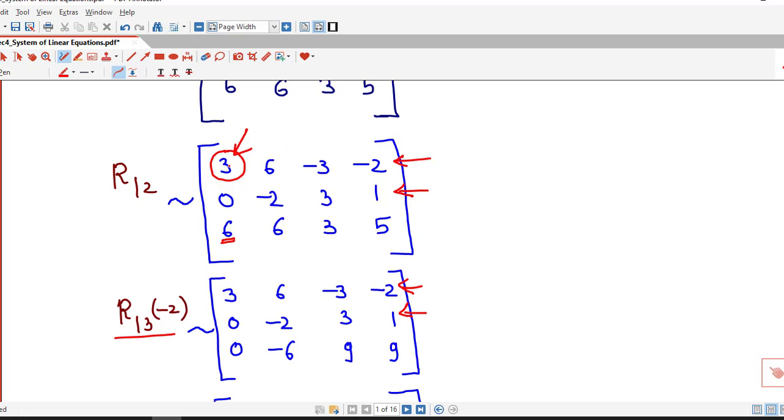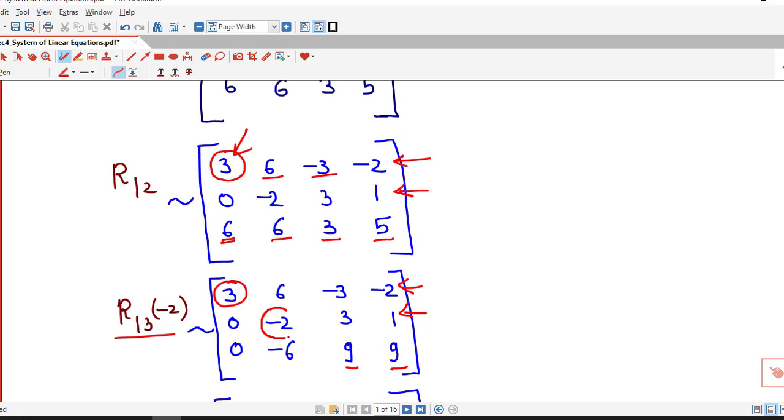Now here we multiply this entry by -2, that is we obtain 3 into -2 which is -6, plus 6, so 0. Then 6 into -2, that is -12 plus 6 which is -6. -3 into -2 which is 6, and plus 3, so we obtain 9. Similarly -2 into -2 is 4, and plus 5 which is 9. So this is the first non-zero entry of the first row. All the entries below this are 0.